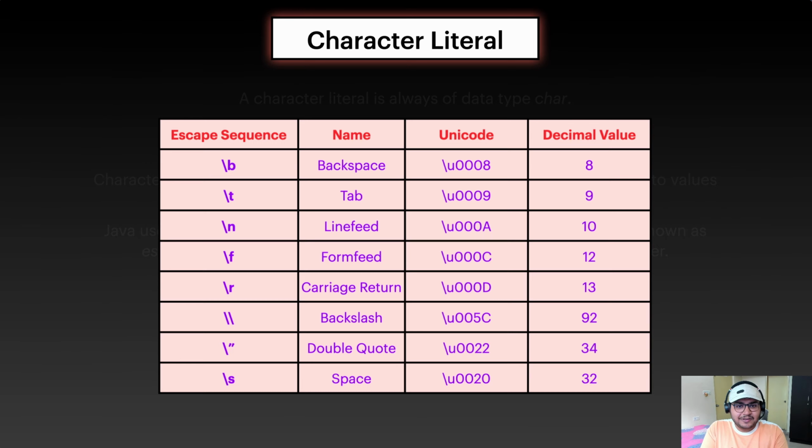Here's a list of escape sequences supported in Java. For instance, \b represents the action of backspace, \t represents the action of tab, and so on. These escape sequences are essentially alternate names for specific Unicode characters, and you can also use the Unicode representation to achieve the same result. There is no difference.